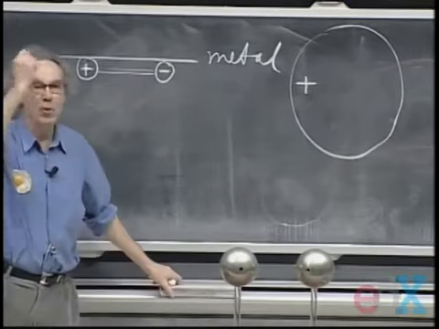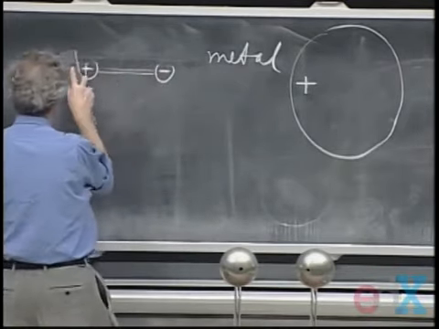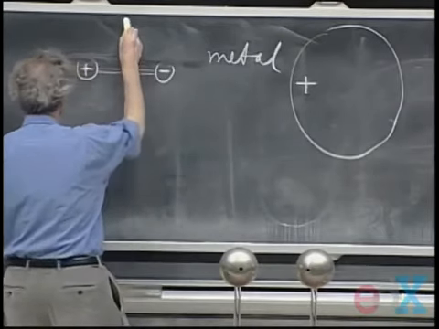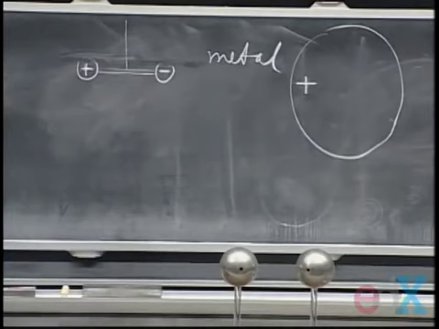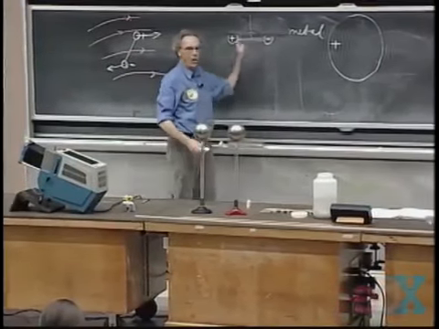Now, I remove the bar. And so when I remove the bar, I have created now a dipole. I have here an insulating thread, and I have a fishing rod, and at the end of my fishing rod, I have now a permanent dipole.